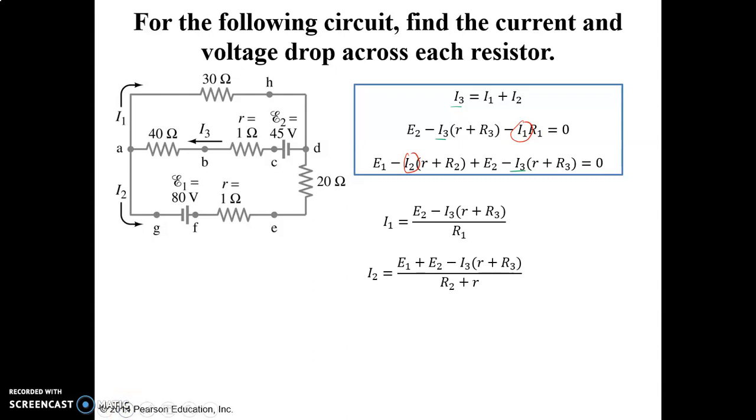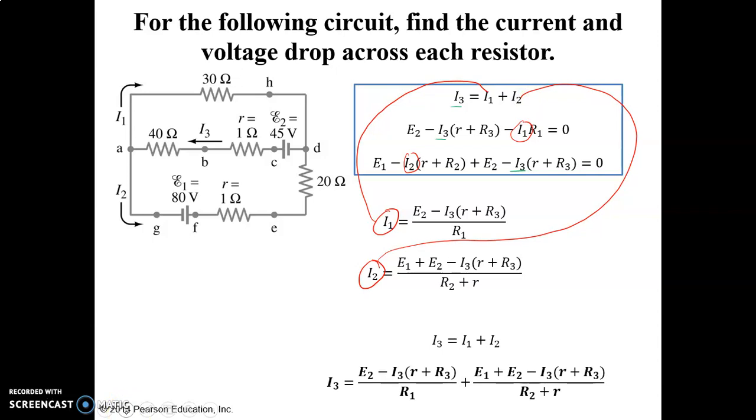And so when you do that, you end up with these formulas here that I've shown here on the screen. It's a simple matter of adding the I1 term to the other side, dividing by R1, or adding the I2 term to the other side, dividing by R plus R2. Now, once you have these, we can take I1 and I2 and substitute them into the junction rule equation, and you get this equation. Looks nasty, but won't be too bad.